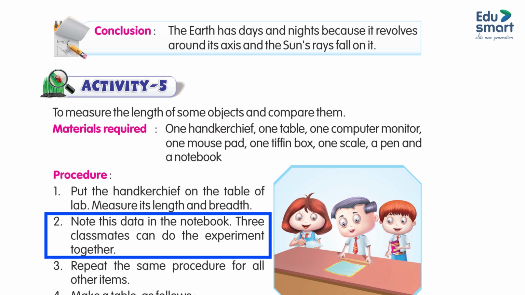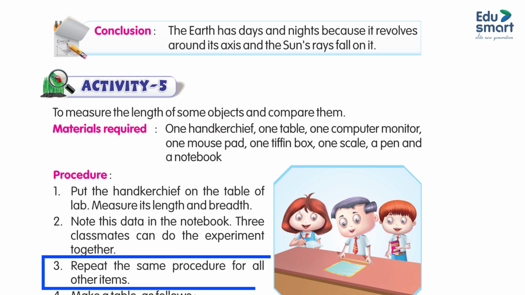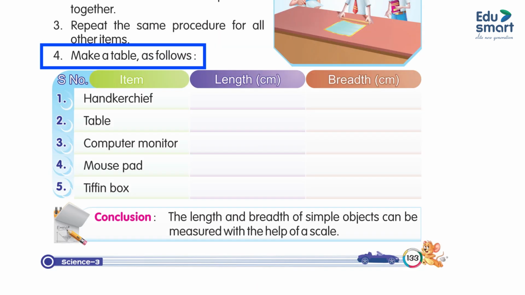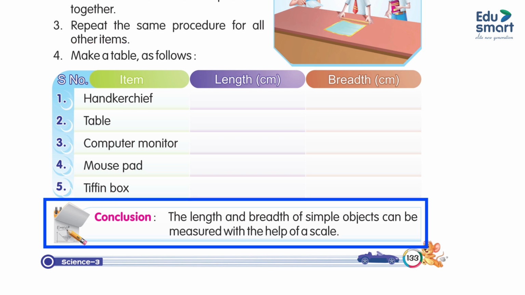3 classmates can do the experiment together. 3. Repeat the same procedure for all other items. 4. Make a table as follows. Conclusion. The length and breadth of simple objects can be measured with the help of a scale.